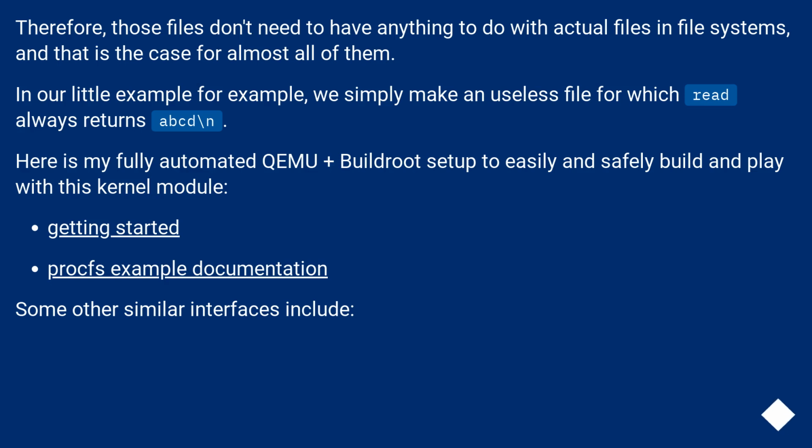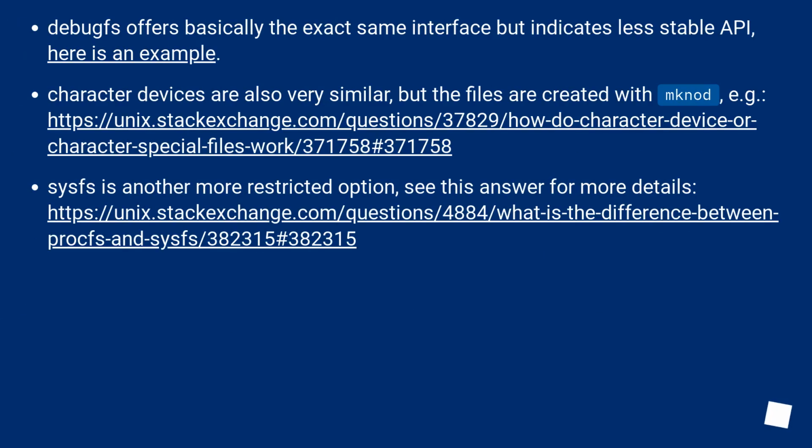Some other similar interfaces include debugfs, which offers basically the exact same interface but indicates less stable API. Here is an example. Character devices are also very similar, but the files are created with mknod, for example, this URL. Sysfs is another more restricted option. See this answer for more details, this URL.